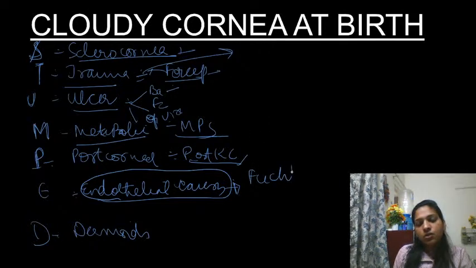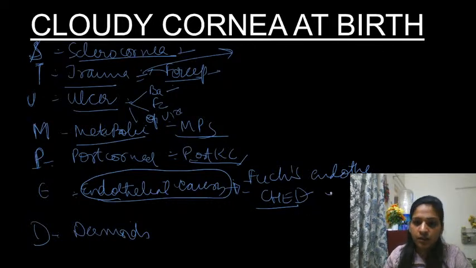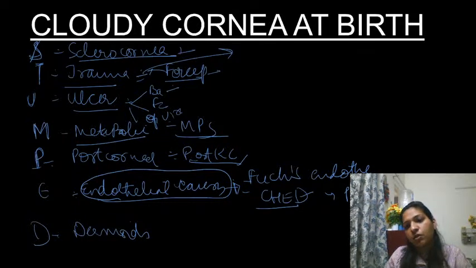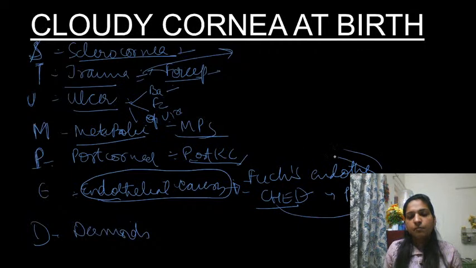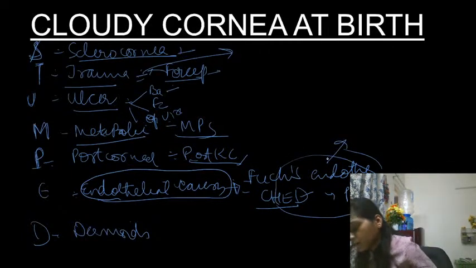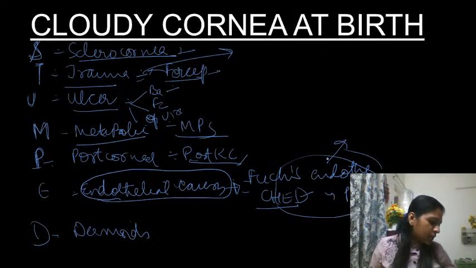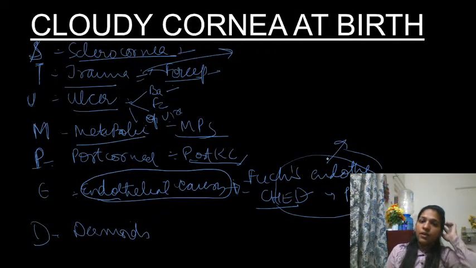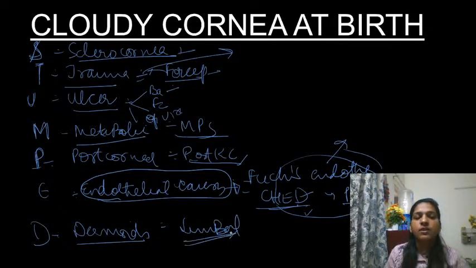These are Fuchs endothelial dystrophy, CHED (congenital hereditary endothelial dystrophy), PPCD (posterior polymorphous corneal dystrophy), thin endothelium. Yes, the endothelium will become thin in all these diseases, but I want the disease entities. So these are the disease entities: Fuchs dystrophy, CHED, congenital hereditary endothelial dystrophy, and PPCD, posterior polymorphous corneal dystrophy. Dermoids: limbal dermoids can be there, which can cause cloudy cornea at birth.